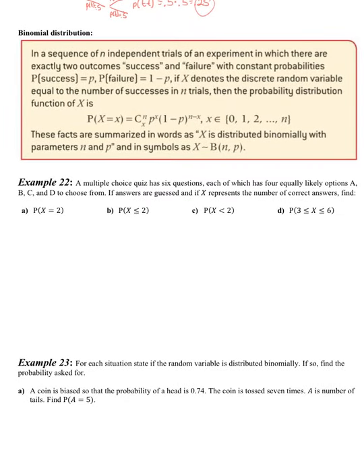This also leads to something called binomial distribution. And it basically says, in a sequence of independent trials of an experiment in which there are exactly 2 outcomes, success and failure, in this case it was heads and tails, with constant probabilities, the probability of success is that lowercase p, the probability of failure is going to be 1 minus p, basically the 100% minus the probability that you succeed. If x denotes the discrete random variable equal to the number of successes in n trials, then the probability distribution function of x is, and then it gives you this whole thing.